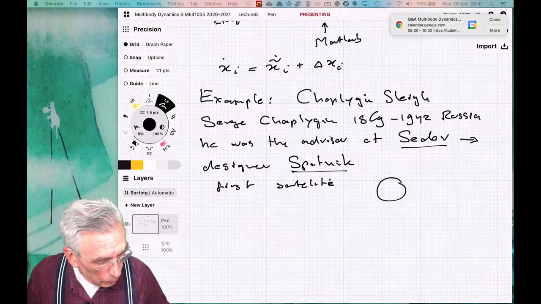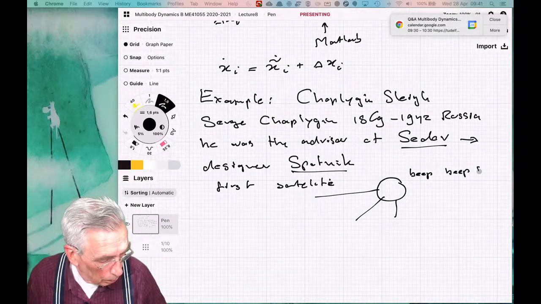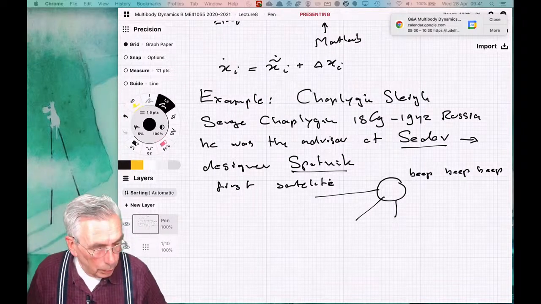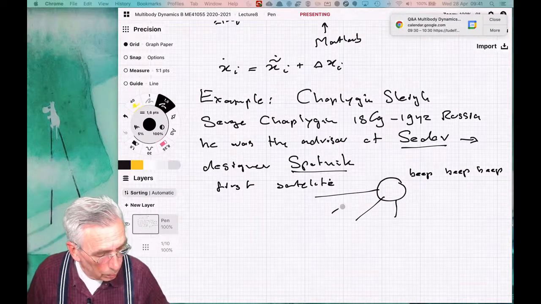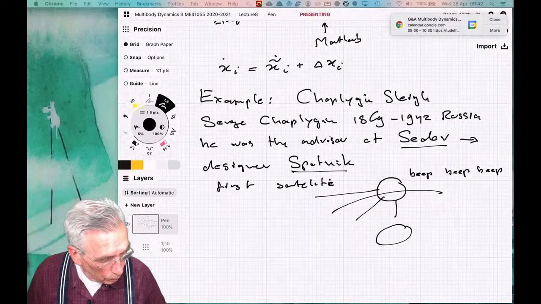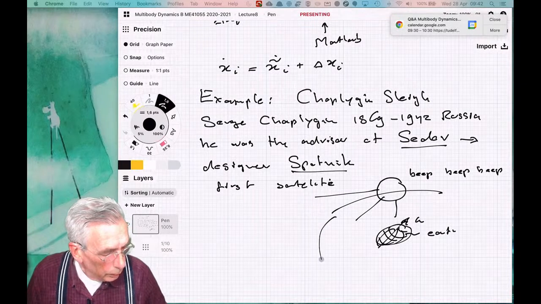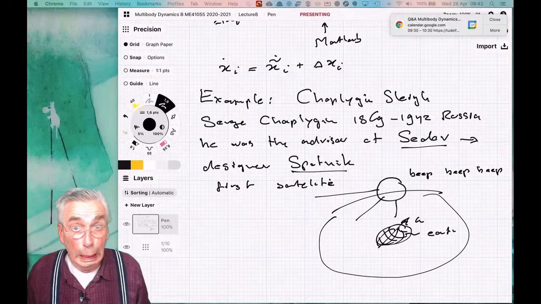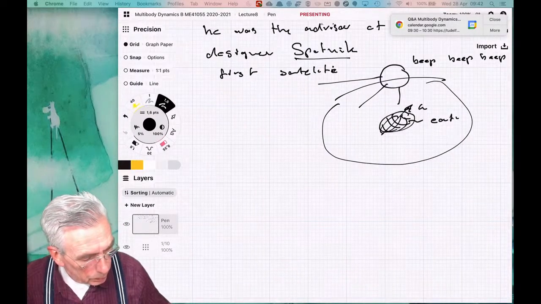What was it? It was this thing with these antennas, and it was saying beep, beep, beep, and then everybody got totally scared in the US and all over the world, and it was circling around the Earth. So here we have Earth. Oh my God. Circling around Earth, and beep, beep, beep, and everybody thought, oh, the Russians are already in space and we are way behind. That was Sputnik.